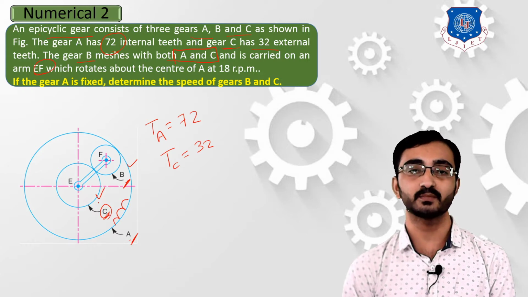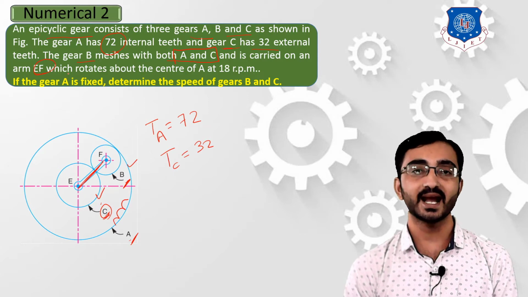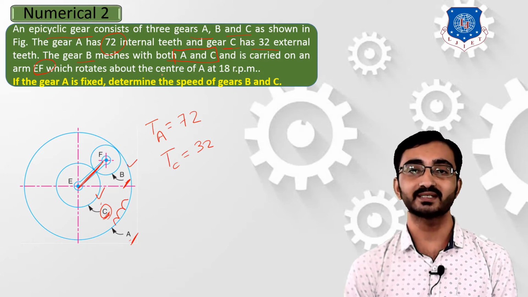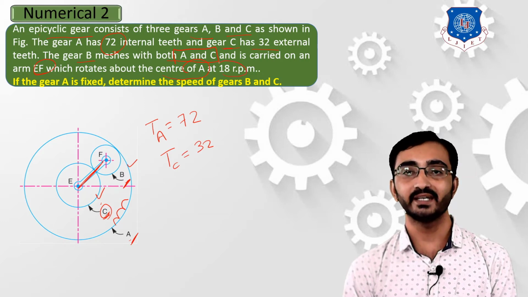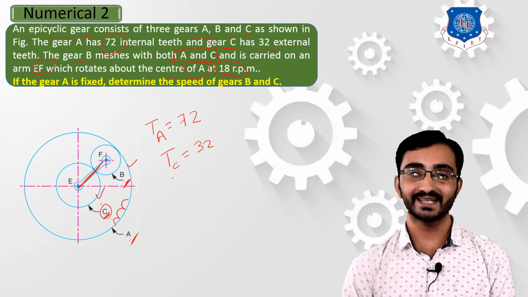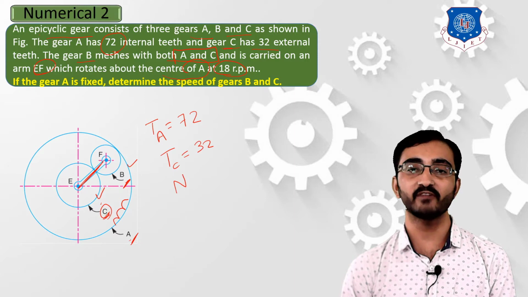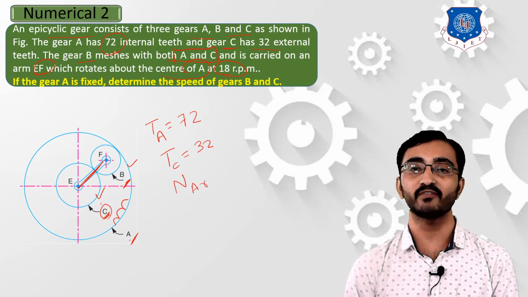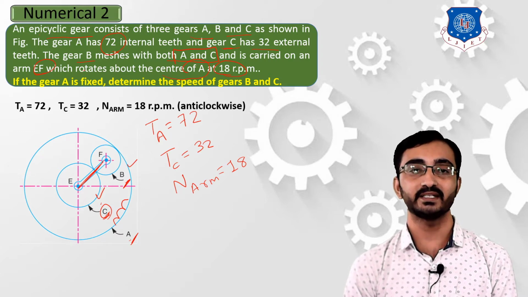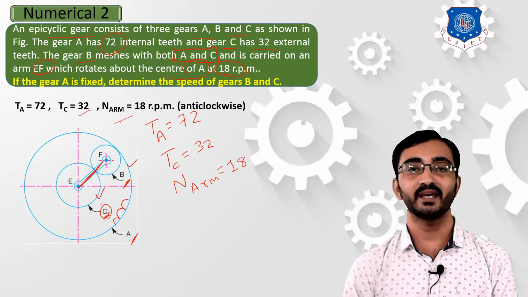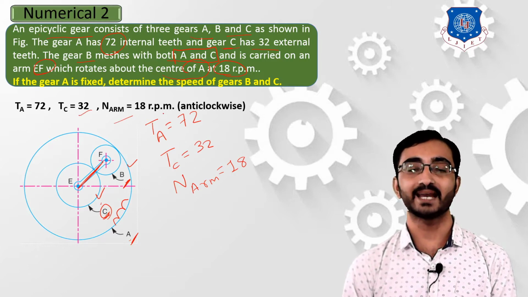Okay, so now to join B and C, we have to connect them with this arm, and this arm is rotating about the center of gear A at 18 rpm. The next data given is the speed of the arm, so N of arm is equal to 18 rpm. We can identify the data: TA is equal to 72, TC is equal to 32, and N arm is equal to 18 rpm.